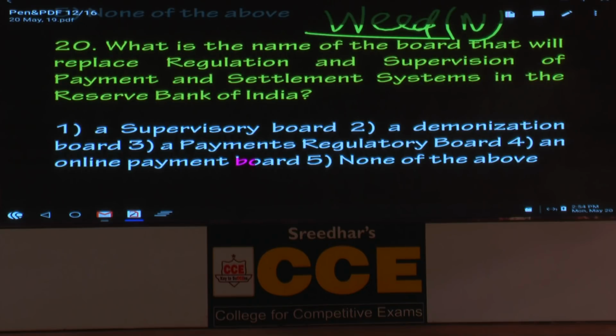What is the name of the board that will replace a regulation and supervision of payment and settlement systems in the Reserve Bank of India? I think the last paragraph has this. So what is it? Payments Regulatory Board. Which option is that? Third option is yes.